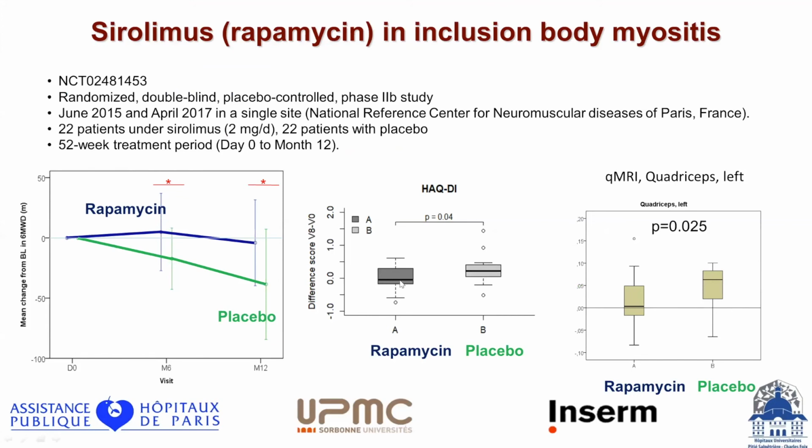We have the same kind of thing regarding the HAQ, which is a marker of handicap, which increased a little bit in the placebo group and which remains stable in the rapamycin group. And by quantitative MRI, we can observe more fatty replacement in some muscles with the placebo, and it remains stable in the quadriceps.